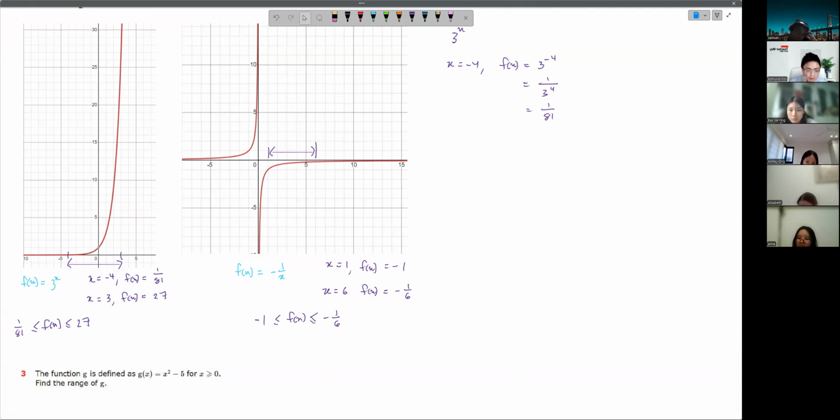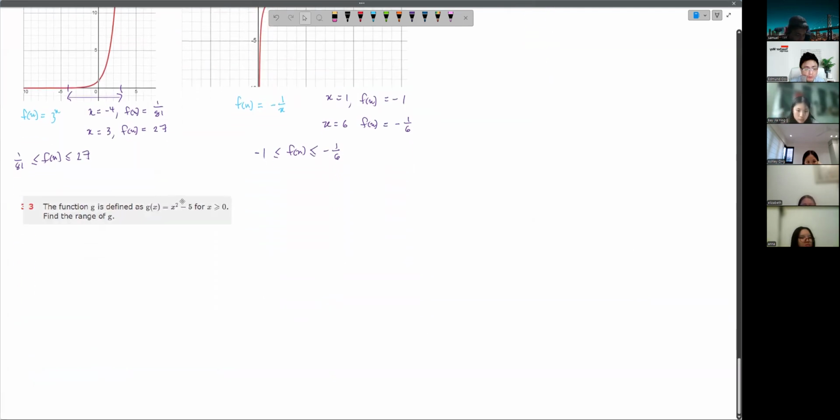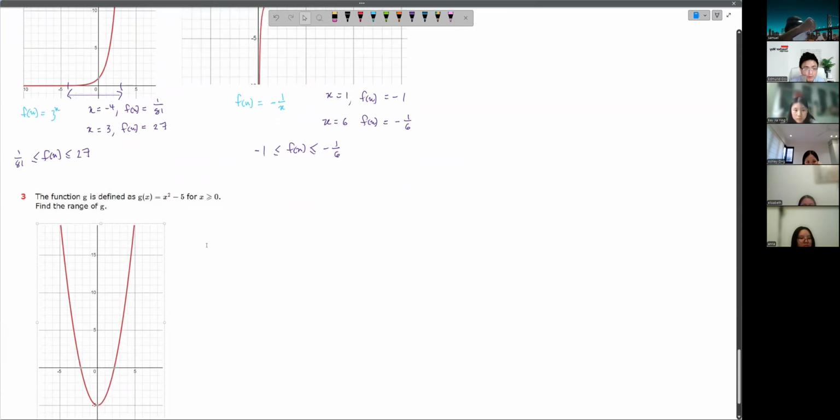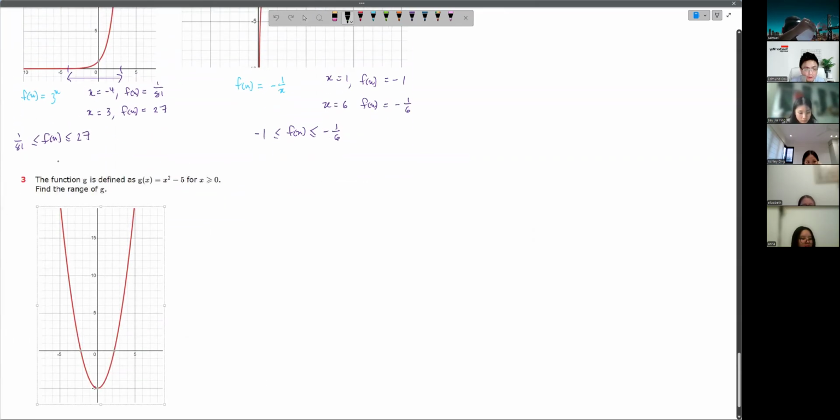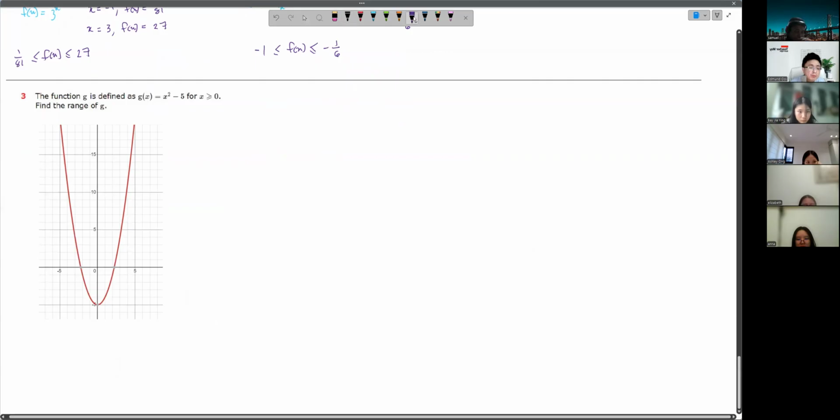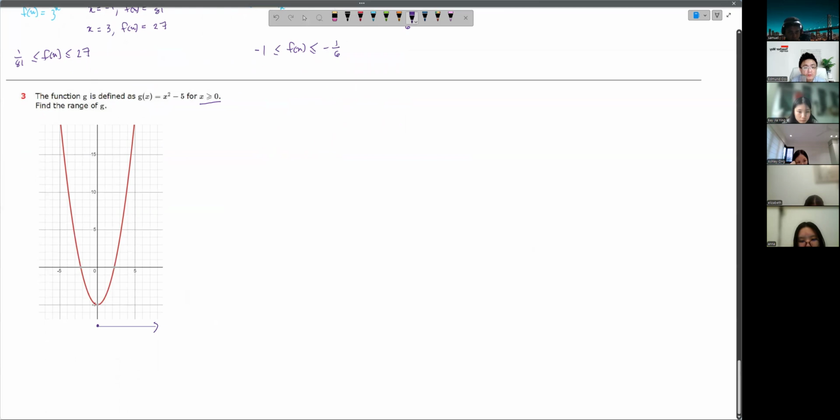So this graph will look like this. If you are looking for, they said that x is bigger than 0. So we start from here onwards, right? Start from this point onwards.